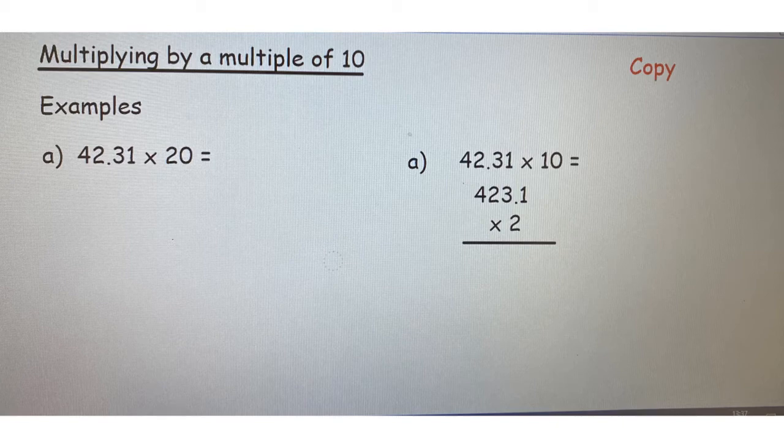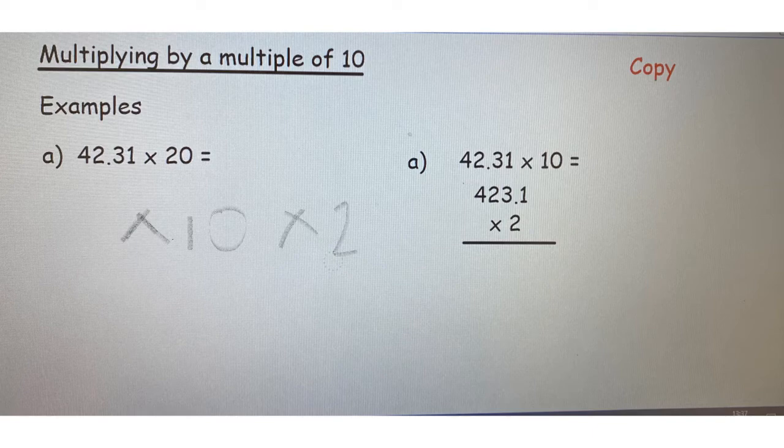So the first question I'm going to do is 42.31 times by 20. So what I want you to think in your head is this 20 is the same as multiplying by 10 and then multiplying by 2. And if you want to, you can write that down. So you could say that's the same as times by 10 times by 2. Okay?